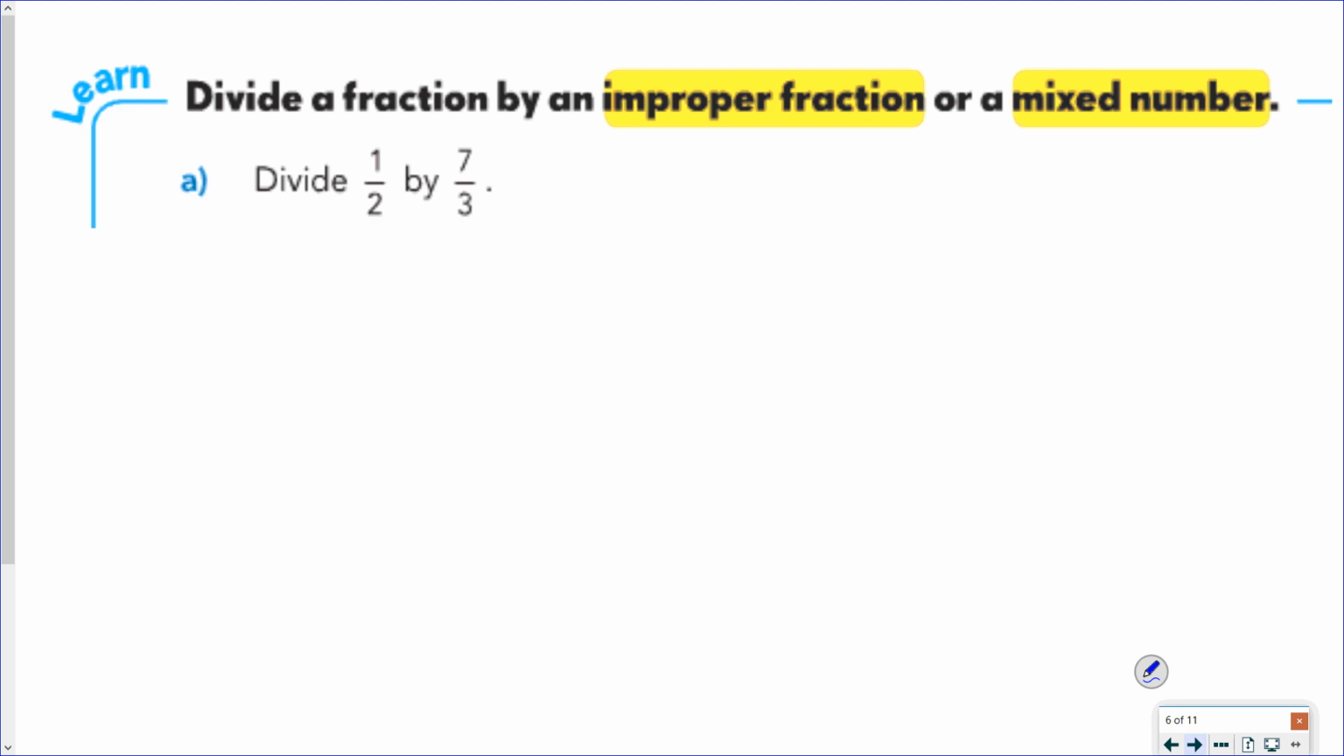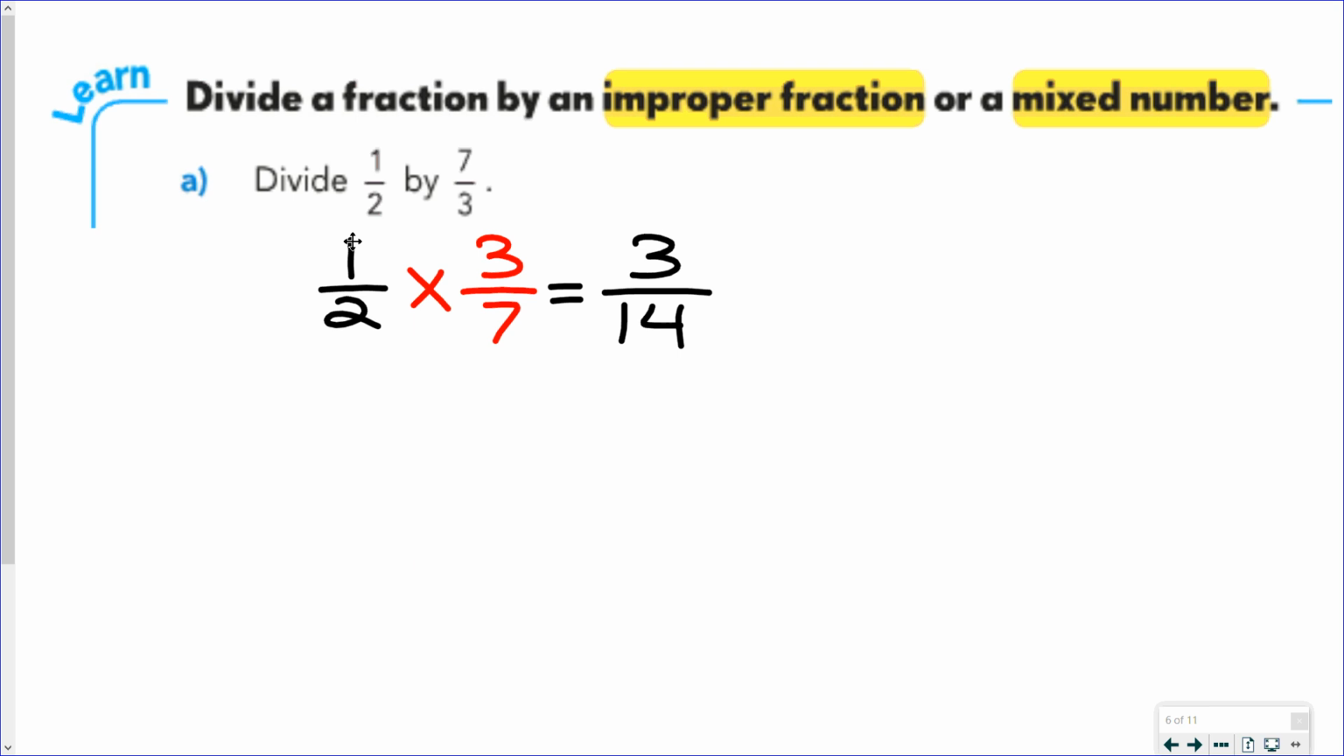If we have an improper fraction or a mixed number, nothing much changes. There is a step that we have to add if we have mixed numbers, but if we have an improper fraction, we follow the same steps as before. We keep the first number as is, convert division to multiplication, use the reciprocal. There's no simplifying we can do here. 3 times 1 is 3. 2 times 7 is 14.